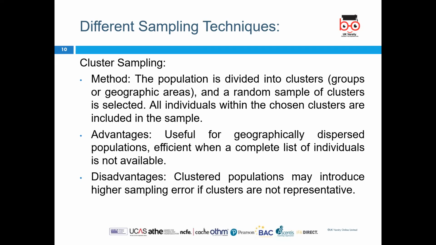But it has the limitation that it may introduce higher sampling errors if clusters are not representative. For example, if you don't collect data from the entire population to form the clusters, the cluster sampling technique may give bias in the selection of the sample.